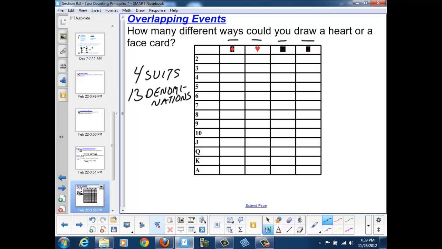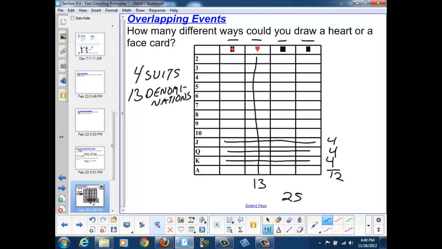So if we look at this situation, there are 13 hearts, and then there are 4 jacks, 4 queens, and 4 kings. If I were going to just add these up, I would say there are 12 plus 13, or 25 total cards there. But we can see that that's not really true because we're double counting where we have a heart and a face card.